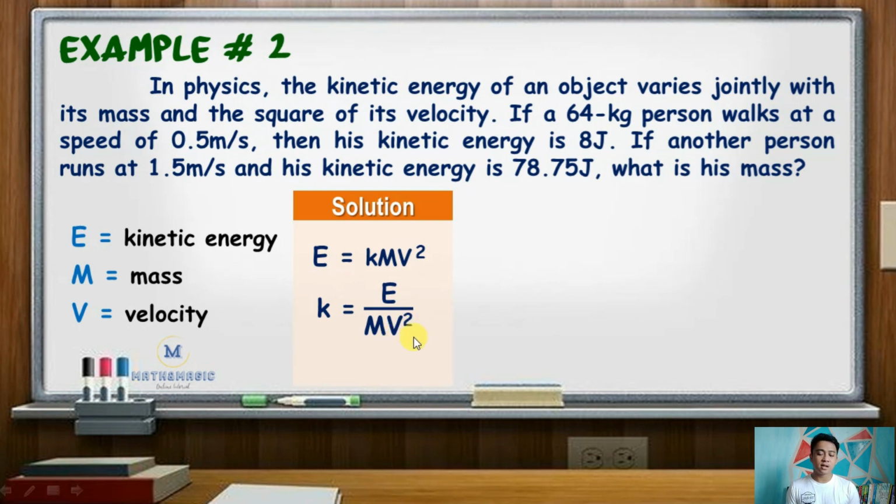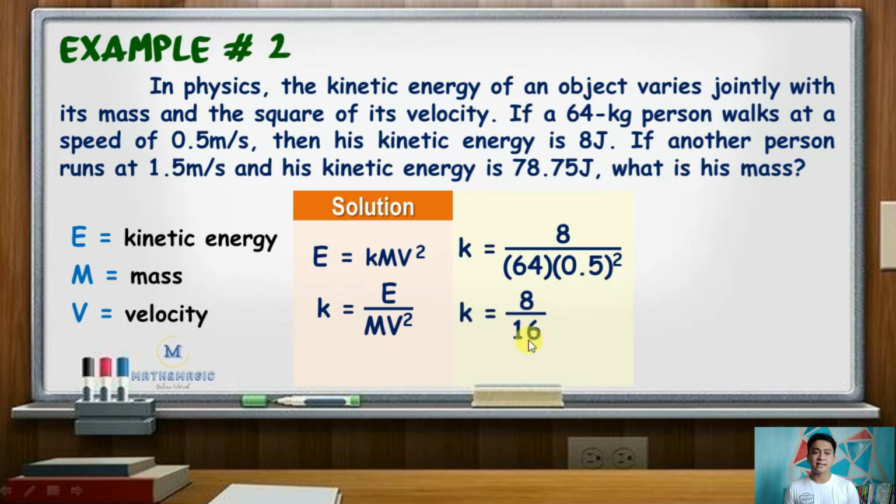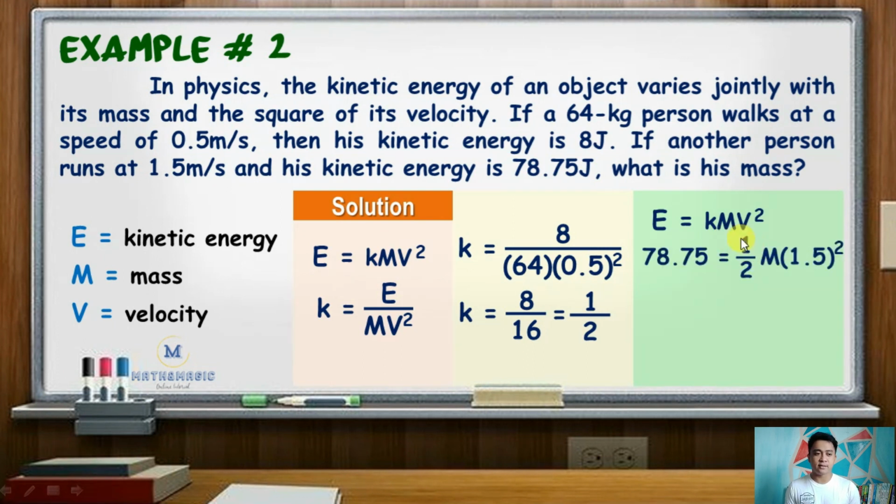Substituting the values, k will be equal to 8 over 64 times the square of 0.5. The square of 0.5 is 0.25. 64 times 0.25, the product is 16. Now 8 divided by 16, when simplified, the constant k is equal to 1/2. Substituting this to the equation, it will be E equals 1/2 mv squared.